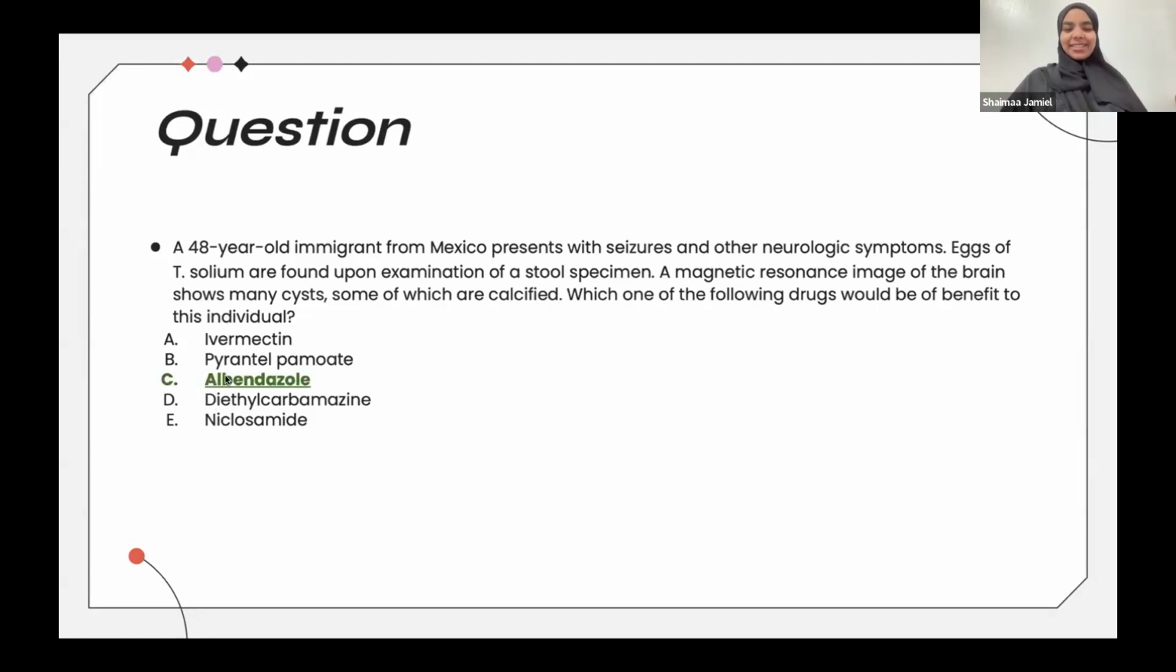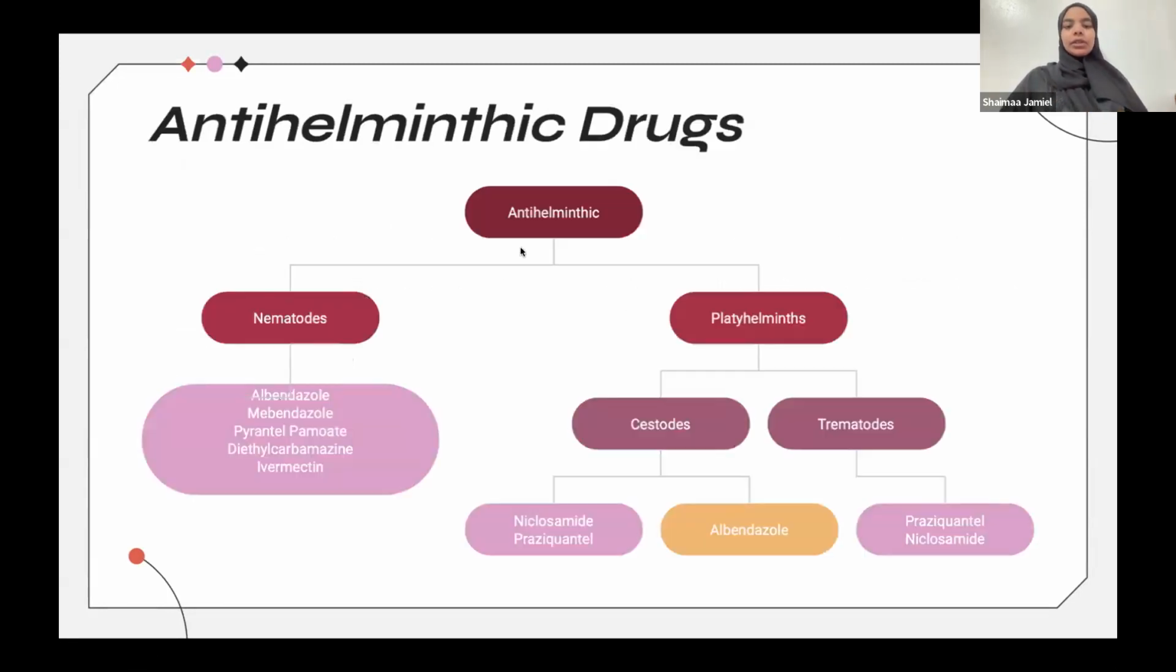So the answer is C, albendazole. Basically what happened to this patient is that he has neurocysticercosis. Right now we're going to see the drugs and what they're used for, but none of these drugs is the first drug of choice for neurocysticercosis. It's albendazole, okay? So antihelminthic drugs, as we know, there are 2 types of helminths.